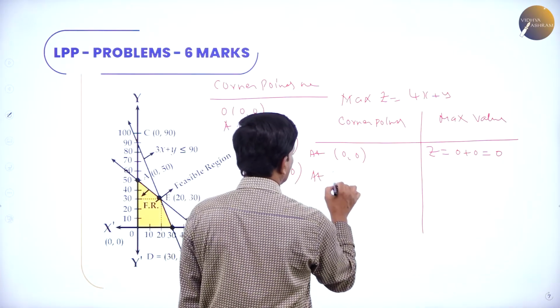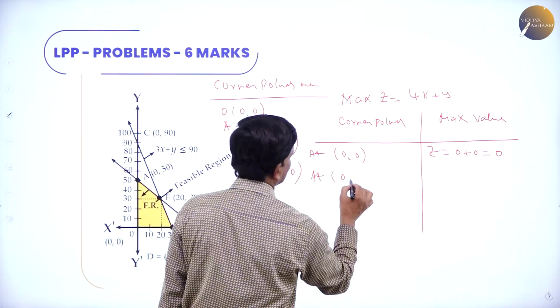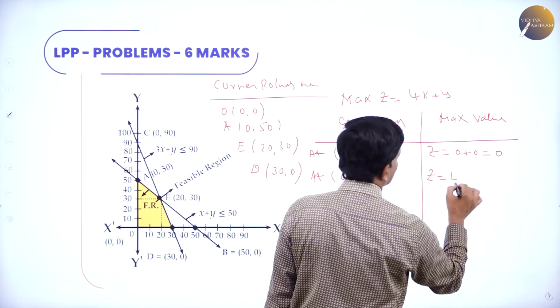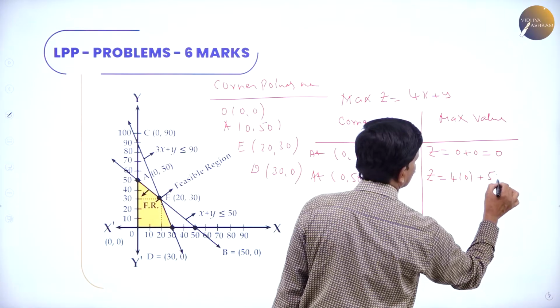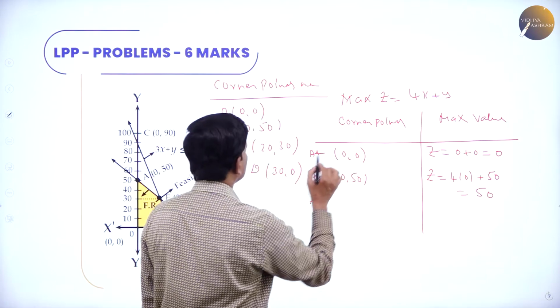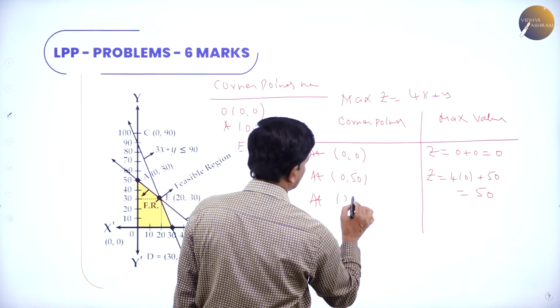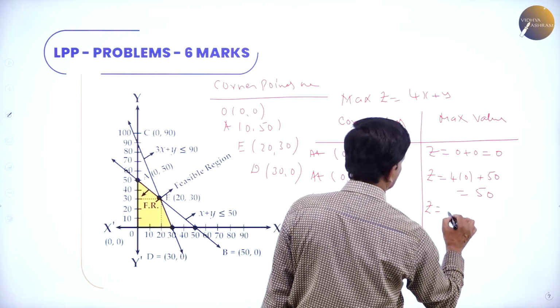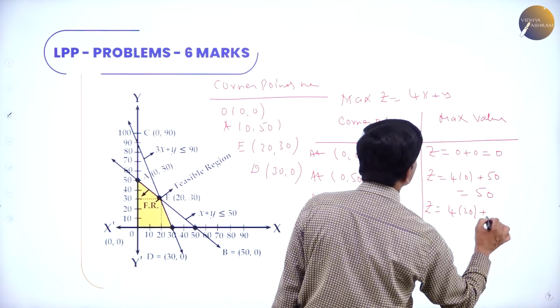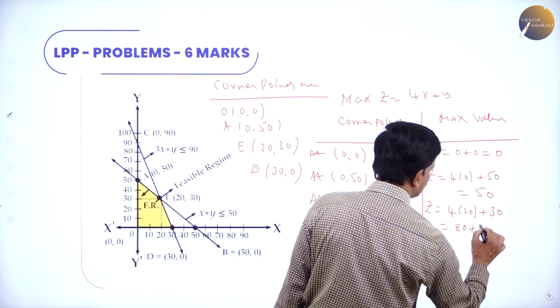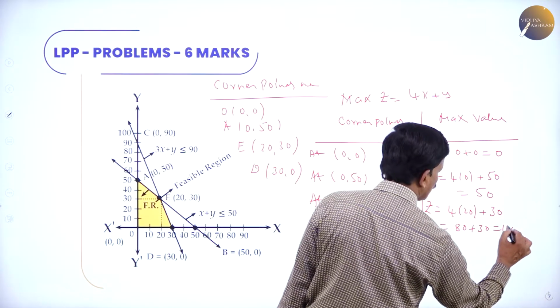At the second point, 0, 50, you will get Z is equal to 4 into 0 plus 50, which is equal to 50. Again, at the next point, 20, 30, what will you get? Z is equal to 4 into 20 plus 30. This is 80 plus 30, which is equal to 110.